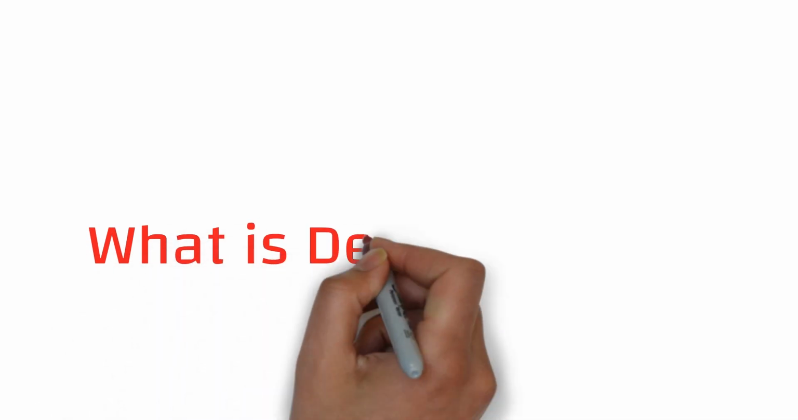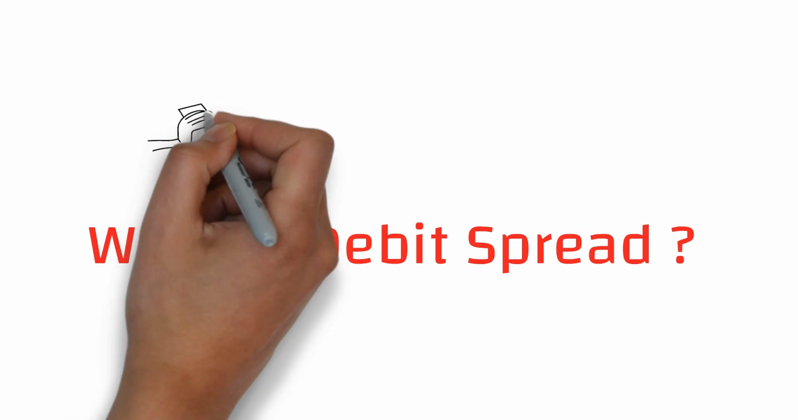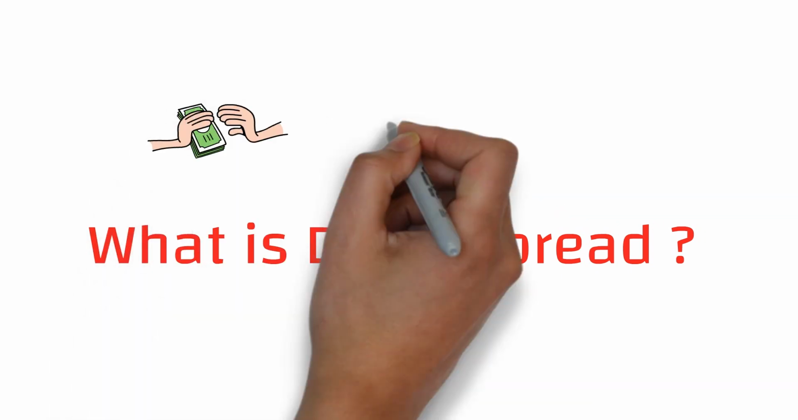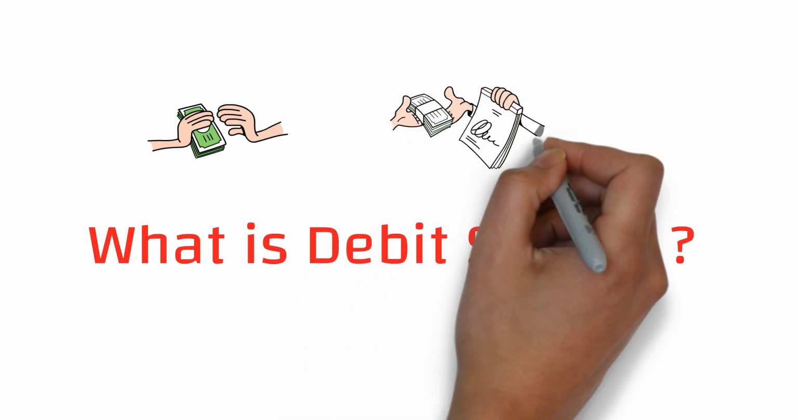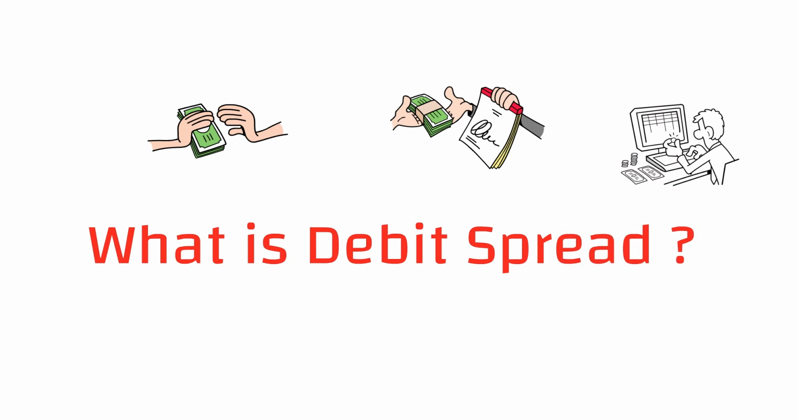What is a debit spread? A debit spread involves the simultaneous purchase and sale of options within the same expiration date, where the cost of the option bought is higher than the premium received for the option sold. This strategy typically results in an initial cash outflow, debit, for the trader.